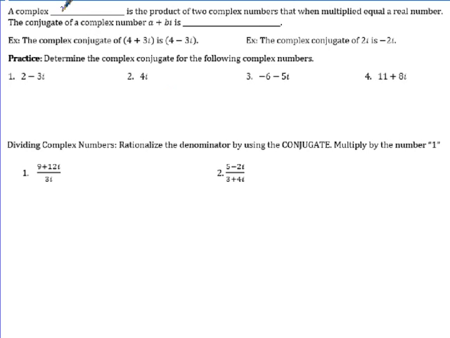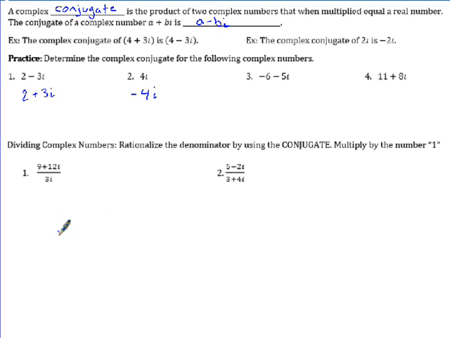Alright, next piece we need to look at is complex conjugates. A complex conjugate is the number that, when I multiply it, gets rid of the i terms. So the complex conjugate of a plus bi is a minus bi. So we're changing the sign of the i term. Here are your examples. The complex conjugate of 4 plus 3i would be 4 minus 3i. For 2 minus 3i, the complex conjugate would be 2 plus 3i. This is 4i, we're going to change it to negative 4i. So you always just change the sign of the i term.